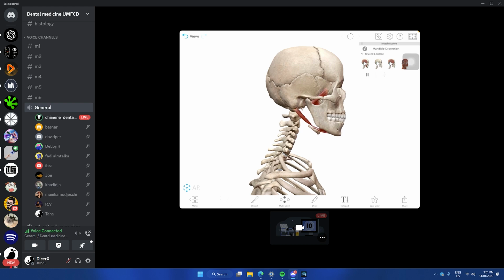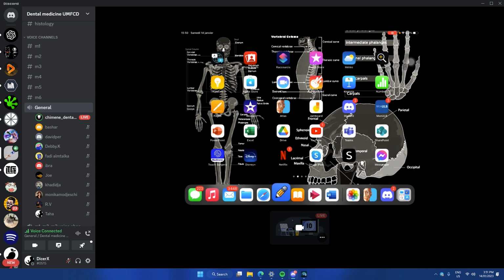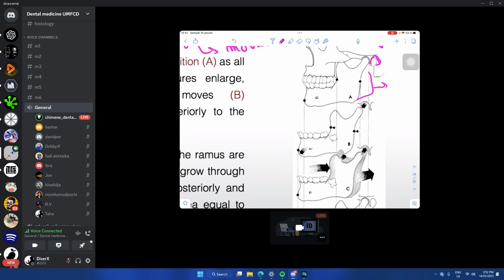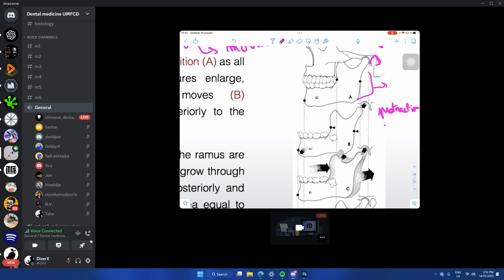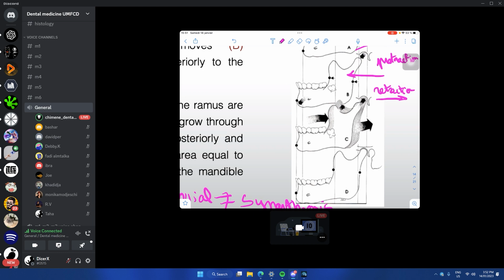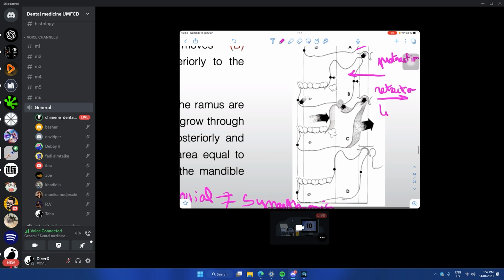So the main movements of the mandible, I'm going to write them for you: protraction, which means the movement is anterior, and retraction, backward. Those protraction and retraction movements are for the occlusion, so when you close your mouth, and when you eat and everything.